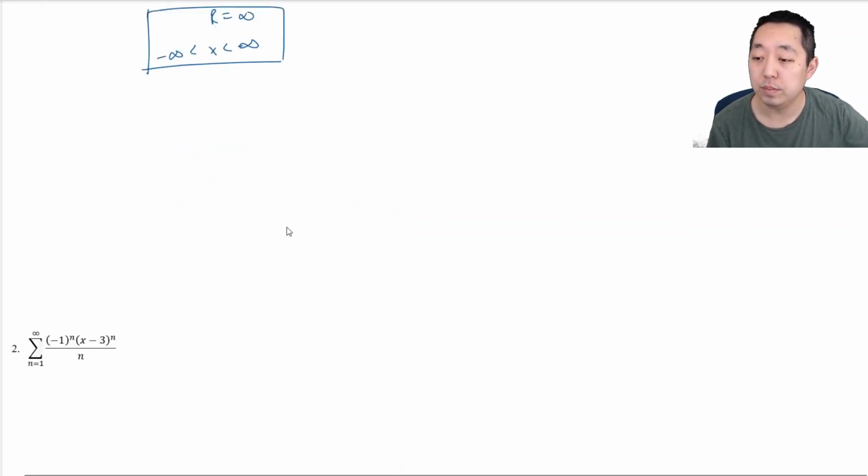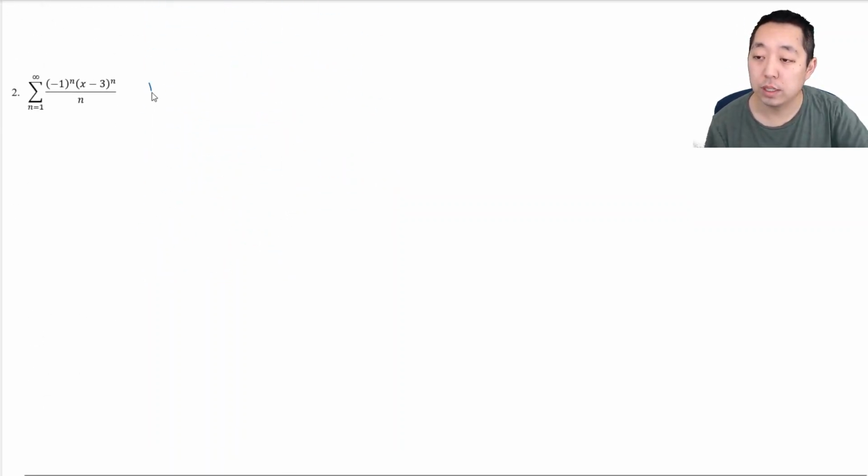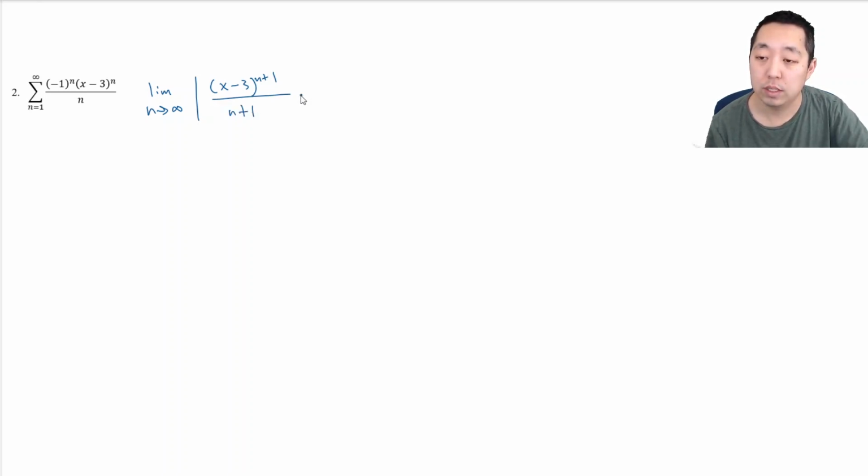Let's do number 2. So we're going to take the ratio test again, the limit as n goes to infinity. When I do absolute value, it just gets rid of the -1 part. So it's going to be x minus 3 to the n plus 1 over n plus 1 times n over x minus 3 to the n. This is going to cancel with that, and that's alone. We can bring the x minus 3 out because in limits, if there's no n term in there, you can just bring it out. So it's going to be x minus 3 times the limit as n goes to infinity of n over n plus 1.